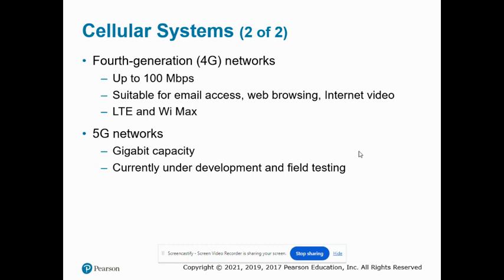4G networks started appearing in 2010 in the US. They are also called LTE, or long-term evolution networks. 4G cell networks can be used for display of video on mobile devices with download speeds of about 100 megabits per second and upload speeds of about 50. 5G is the newest standard, and now we see some progression towards a 6G.